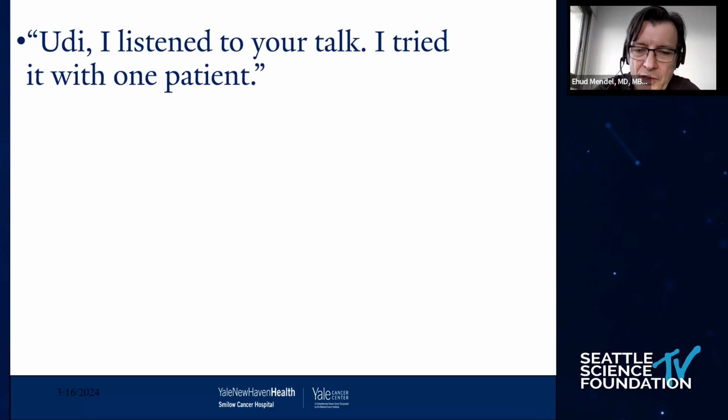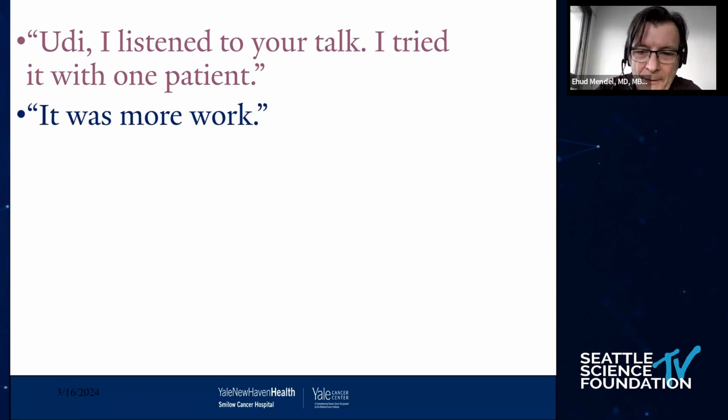And when I talk to surgeons and I show them this case, where there is severe cord compression and mild weakness in the leg, I actually find a lot of questions and maybe even resistance: are you actually proposing not to do surgery on a patient who has some hip weakness, who potentially can deteriorate, in favor of waiting and figuring out what this is? And I listed a couple of things that I get pushback on. Udi, I listened to your talk. I tried it with one patient.